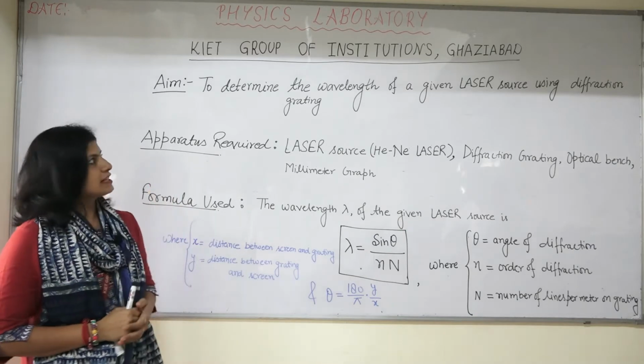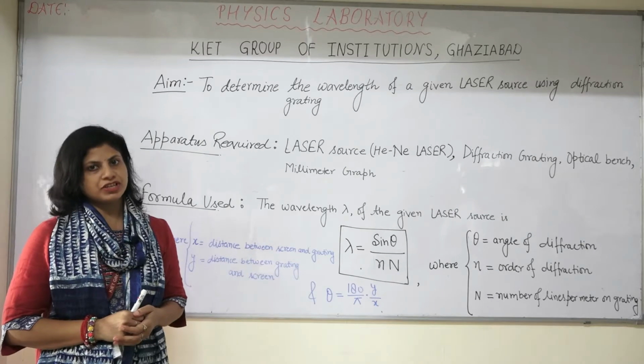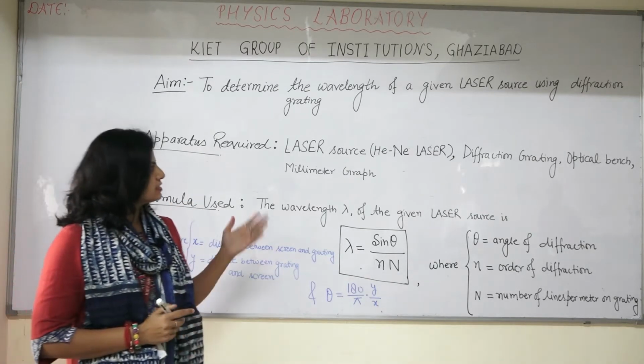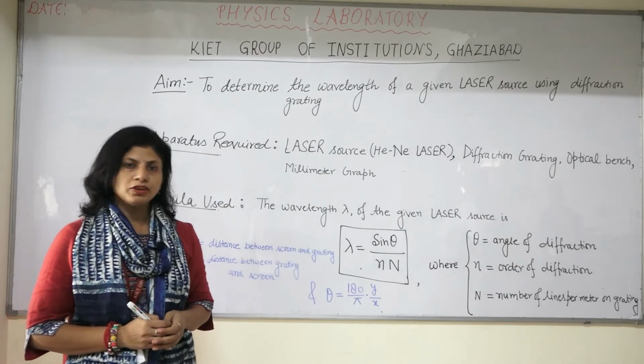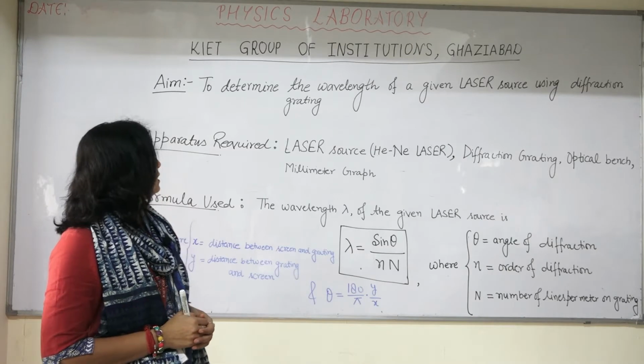The aim of the laser experiment is to determine the wavelength of laser light using a diffraction grating. The apparatus for this experiment is a laser source. We are using a helium neon laser source, then a diffraction grating, an optical bench and millimeter graph.